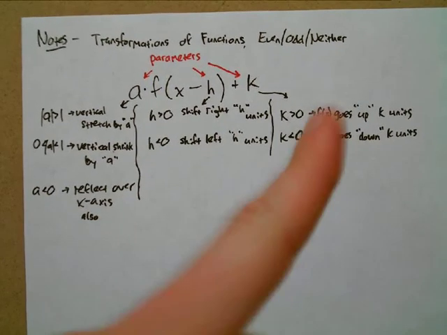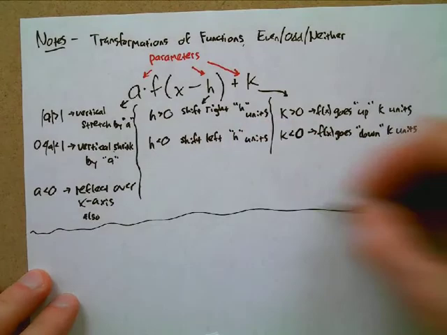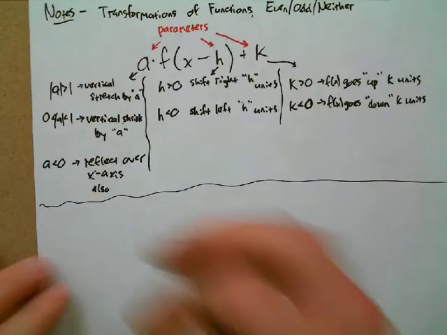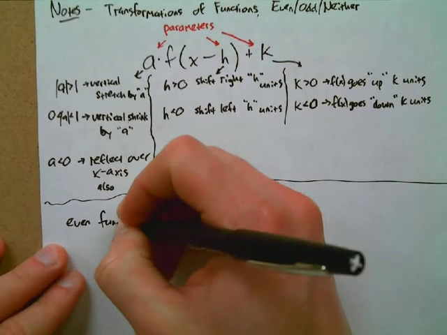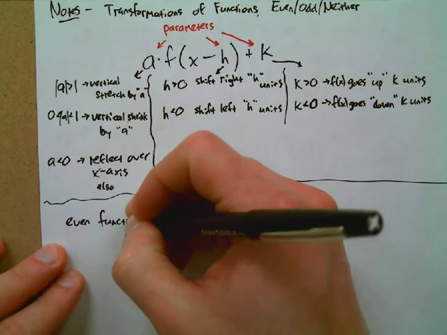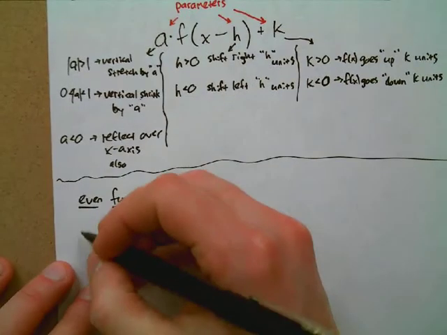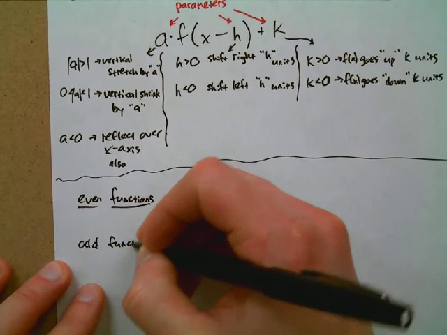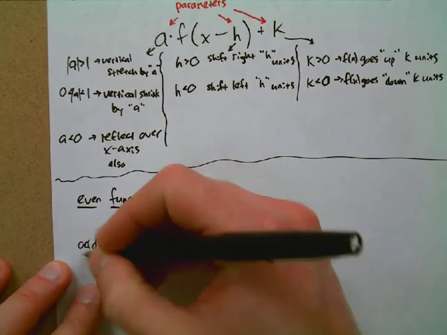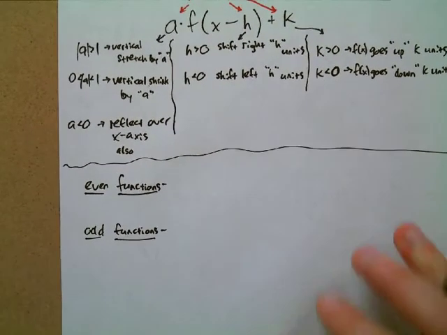And it doesn't change. K will shift things up and down. H will shift things left and right. A will stretch things. One last thing I want to show you here, and that's even, odd, and neither. And we're going to focus on identifying these just by visual inspection.